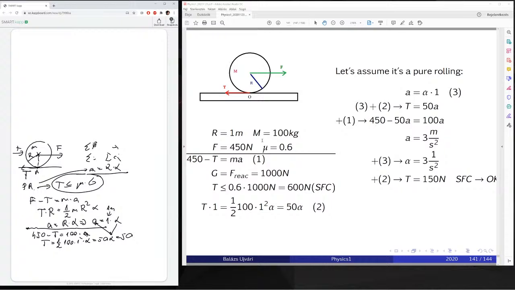Let's go further with this equation. 150 minus 50A. Let's replace the T with 50A equal 100A. Just a second.